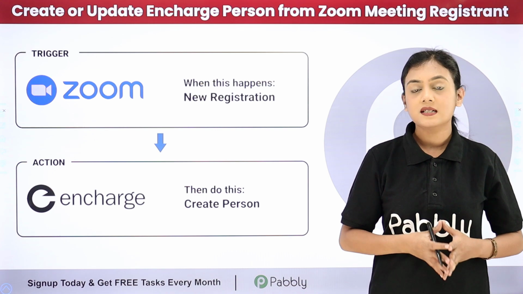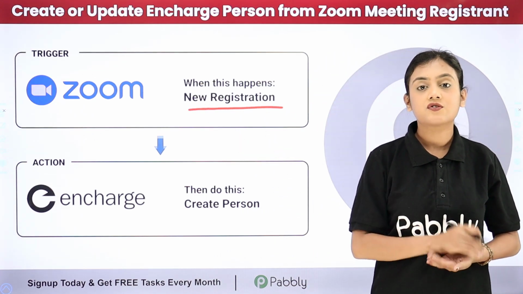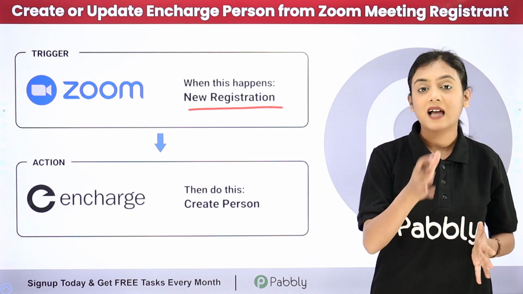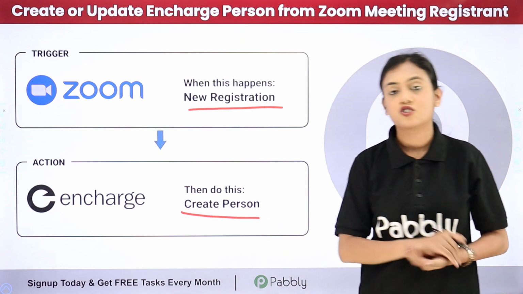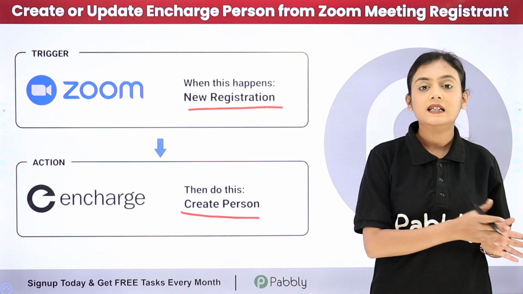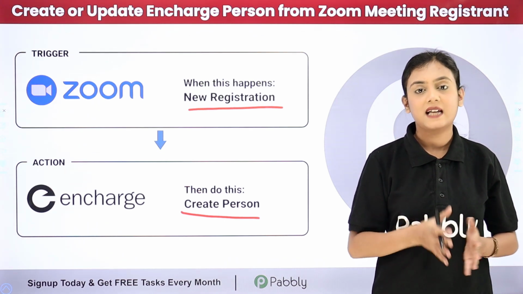So here what I want is that as soon as a new registration is done by the registrant for the webinar that I'm hosting with the help of Zoom, I want to add that registrant as a person in my Encharge account. As with the help of Encharge, I am managing all the email marketing and clients data. Now doing this manually is very time consuming.